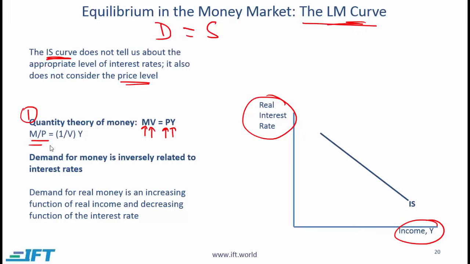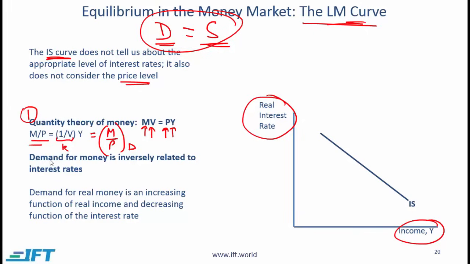So this expression can then be rewritten like this. The real money supply is 1 over V times expenditure. If V is more or less constant, then this can also be written as K. Now, if we bring in this relationship, the supply of real money is equal to the demand for real money, then we can say that this supply is also equal to M over P D. This D stands for demand. So we are making demand and supply equal, which is a condition for the LM curve.